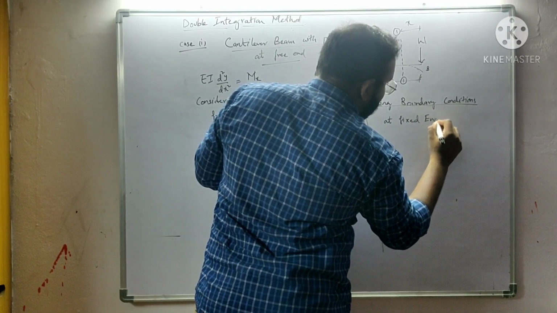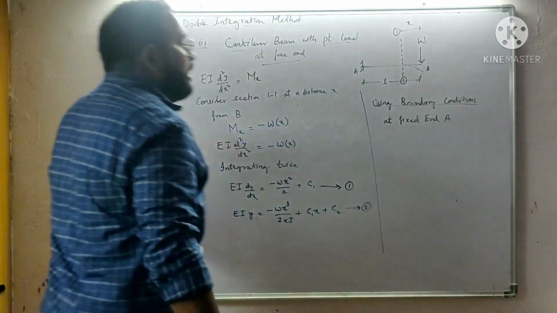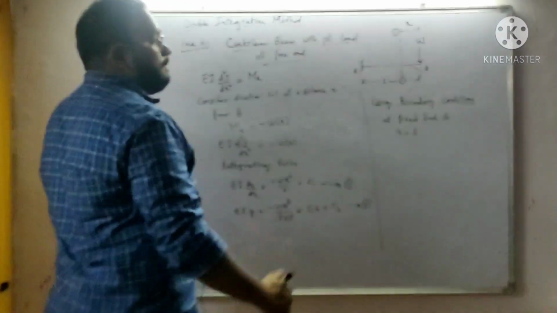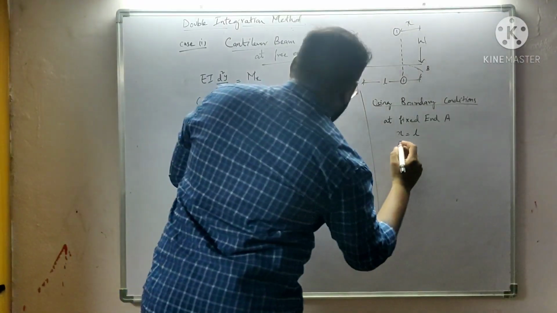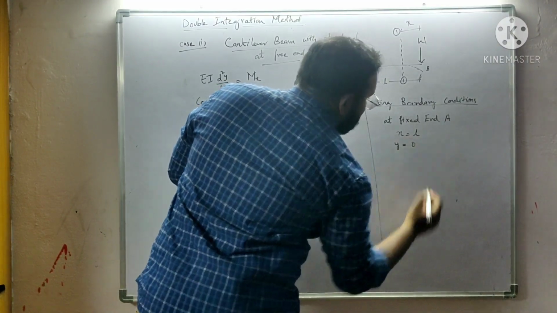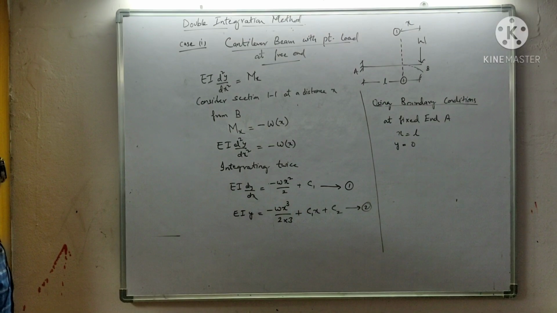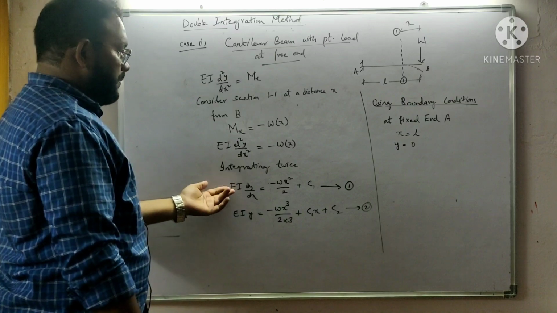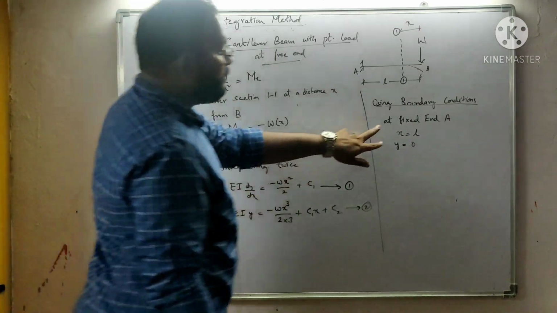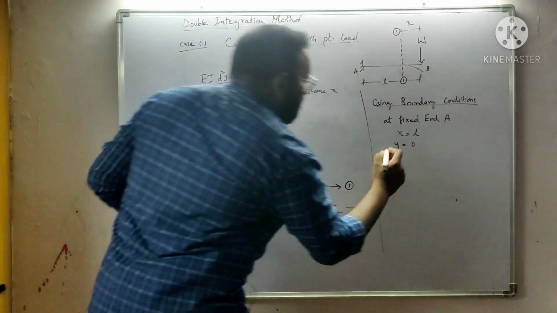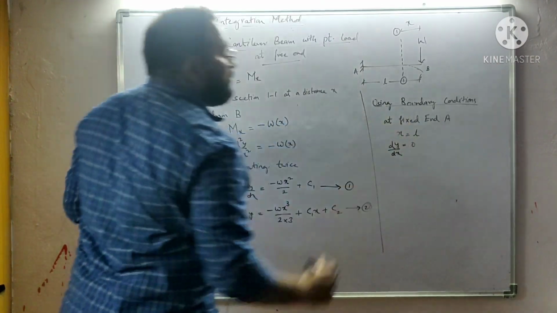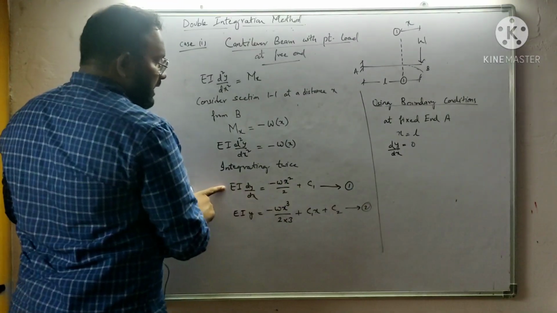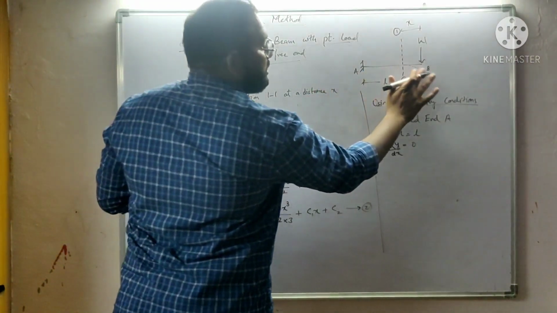So at fixed end A, this is the first boundary condition I'm applying. At fixed end A, x will be equal to L, and what about y? y will be equal to 0. So you need to substitute in the second equation to calculate. We also know that dy/dx is also 0 at the fixed end. So we'll substitute in the first equation to calculate C1 first.